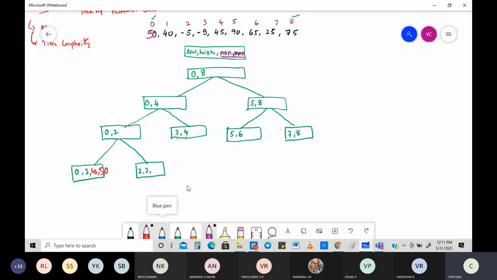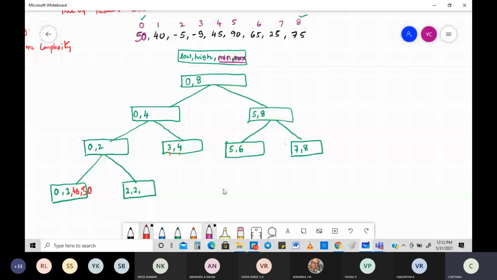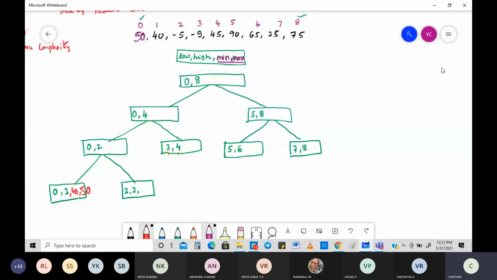The next element is with regard to 50. If you can't see, please zoom in, because I need to have the entire screen so that I can show all the values. Now again, go for 2. What is the value pointed to by 2? -5. What is the minimum element here? -5 only. What's the maximum element? Again, -5 only.